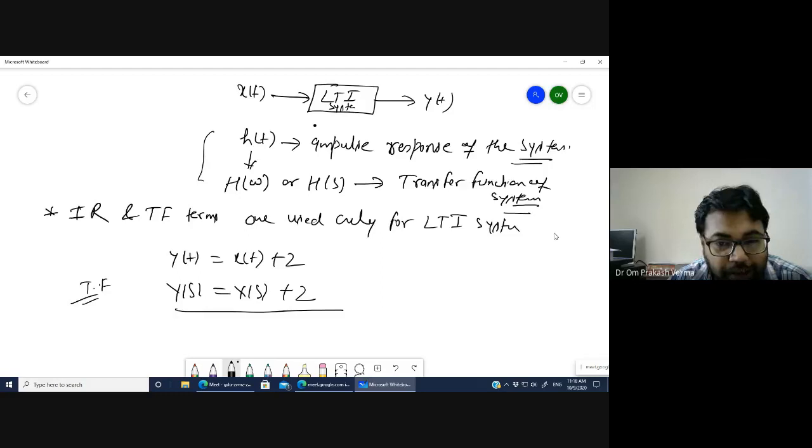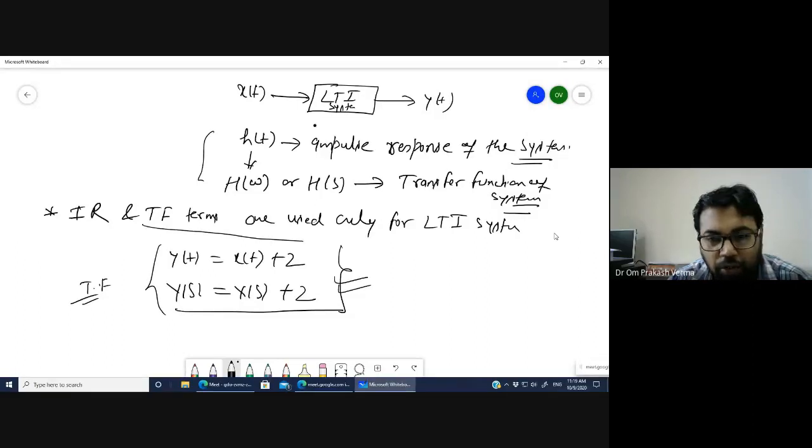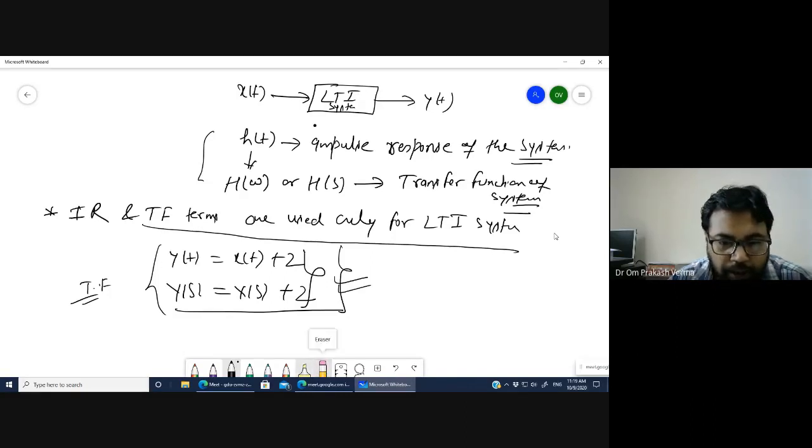Right? At least for now, you don't have any tool to handle such a system in order to find the transfer function. Therefore, I am saying transfer function terms are used only for the LTI system. This is not a linear system, right? Okay, so the next discussion is this Y(t).